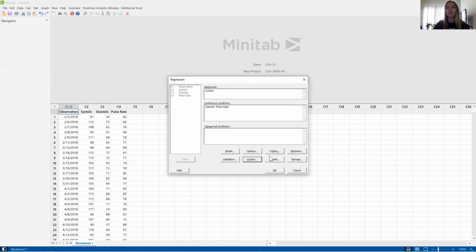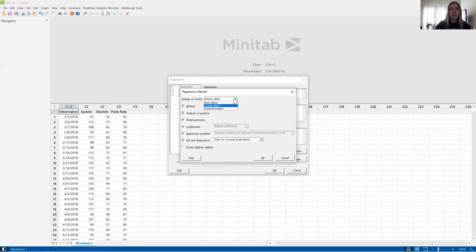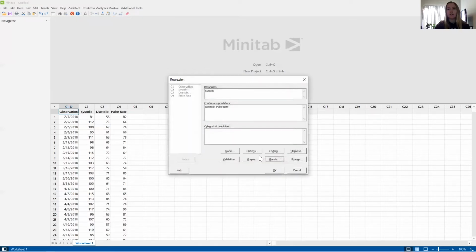Another thing we might want to look at is results. And instead of simple tables, we can have expanded tables. This is just going to give us a bit more information on our relationships. So this looks good to me. Let's have Minitab bring us the results.